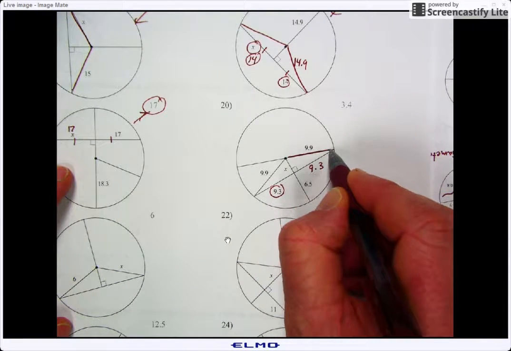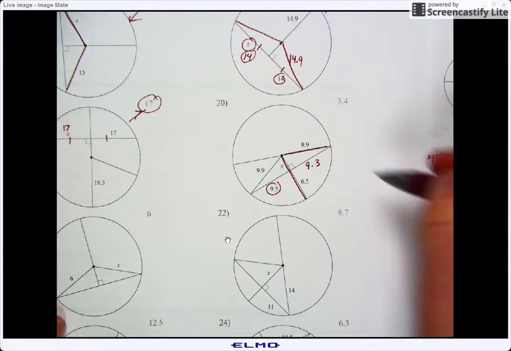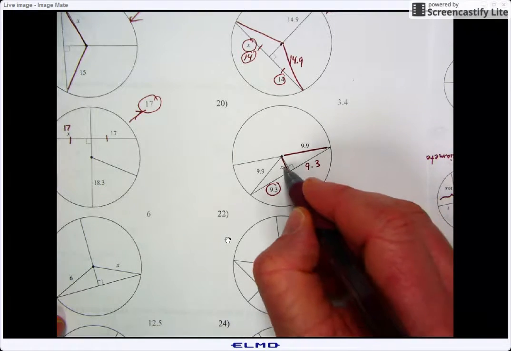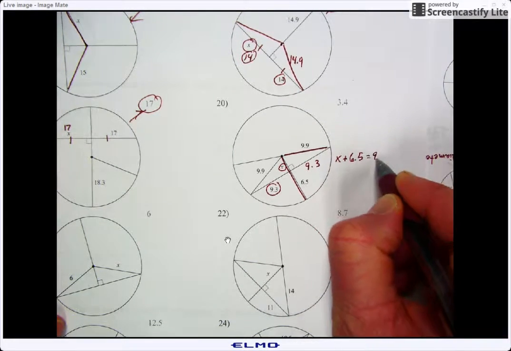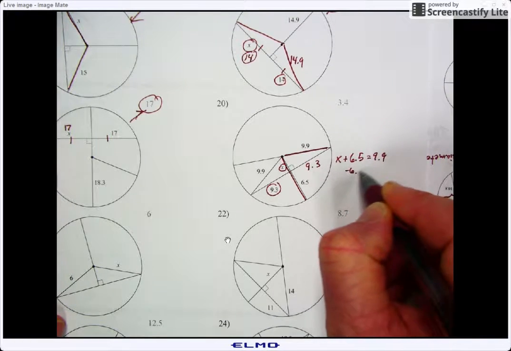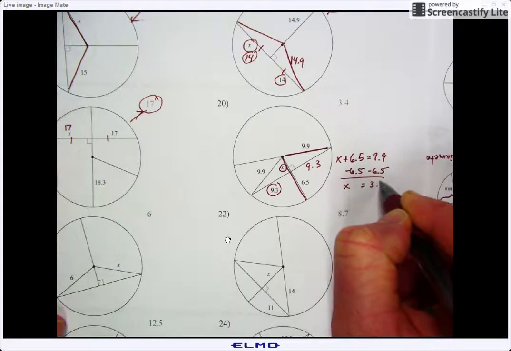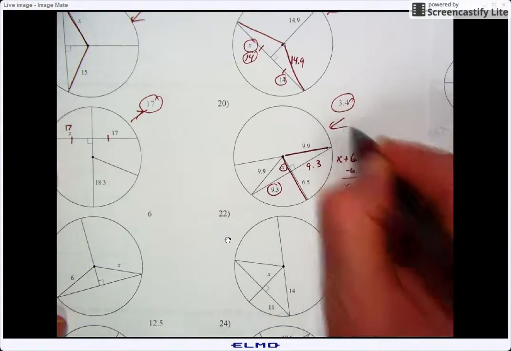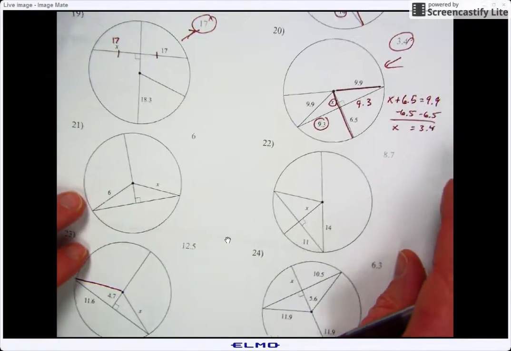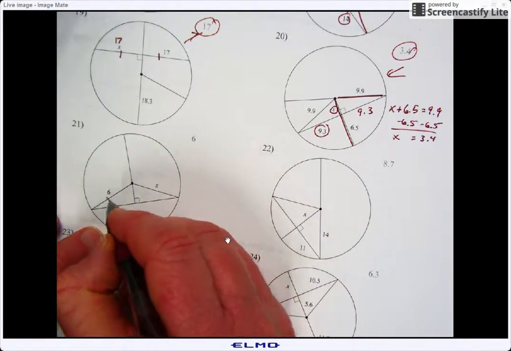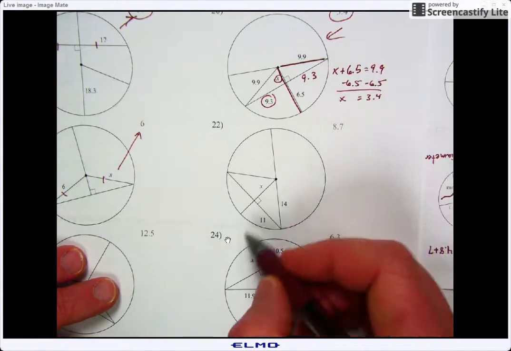Radius is 9.9. This radius is the same as that, 9.9. So our x plus 6.5 equals 9.9. Subtract 6.5. X equals 3.4. 21's the fast kind. Radius, radius, boom. 22.